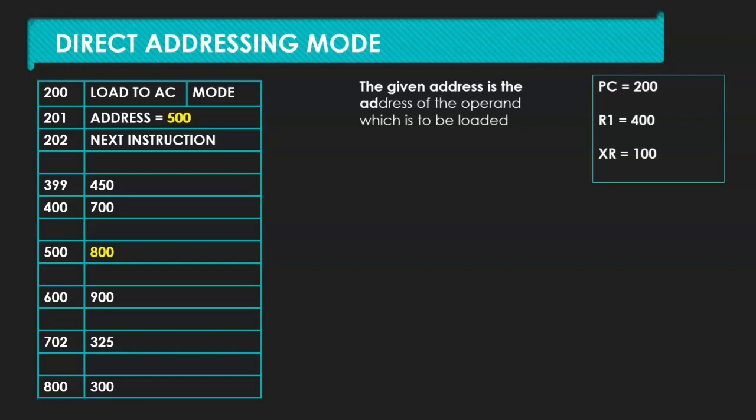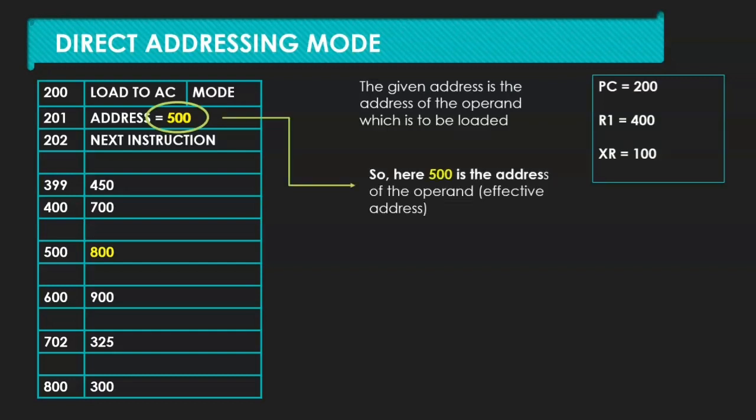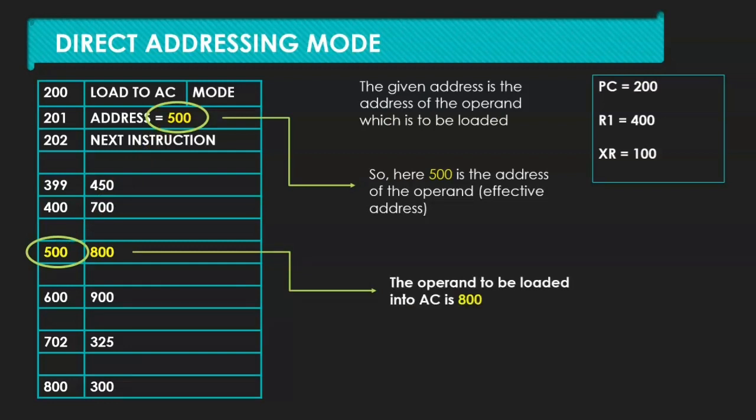In direct addressing mode, the given address is the address of the operand which is to be loaded. Since the address is equal to 500, 500 is the address of the operand, which is the effective address. So, the operand to be loaded into the AC is 800.